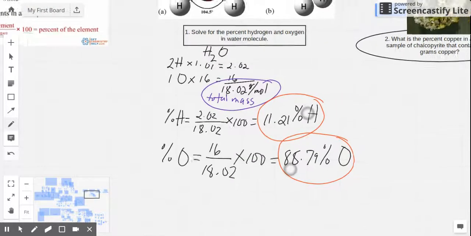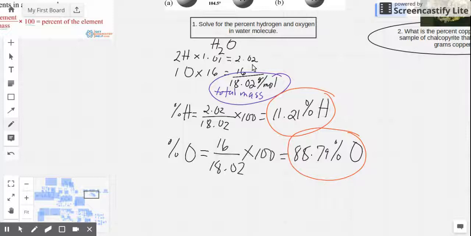Looking at the answers, 88.79% for oxygen and 11.21% for hydrogen, you will get a total of around 100% for the entire thing. Because you're getting the percentage of all the elements of the compound, it makes sense, it's logical, that the total percentage of all the elements should sum up to 100%. So these two are the correct answers for the percent hydrogen and oxygen in your water molecule.